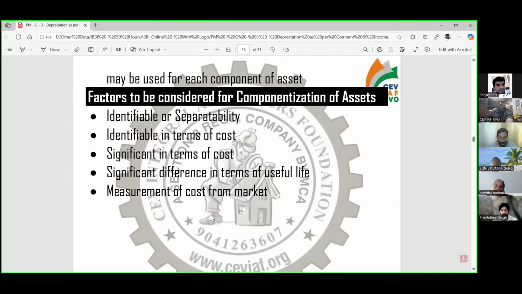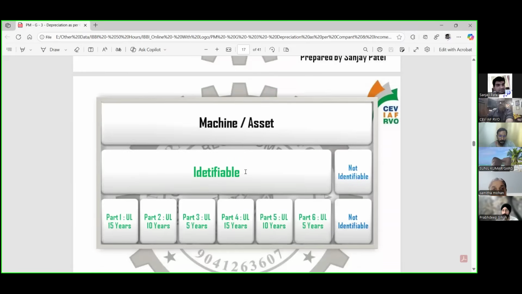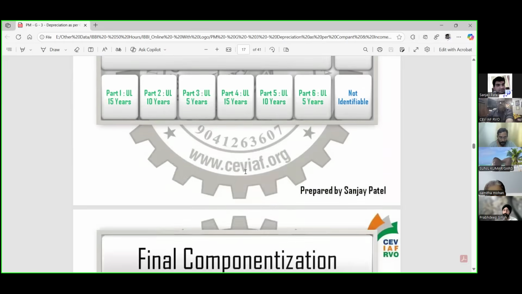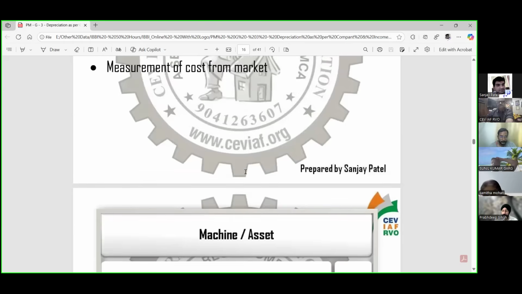So componentization factors may be identifiable and separable. So we identify some of the parts, some are not identified. Identification is based on the cost, significant difference in terms of the useful life, and measurement of cost from the market. So we did it in these steps. First, identifiable and unidentified. We identify in terms of the cost, in terms of cost and life, and measure from the markets. Okay. This is how componentization is provided.